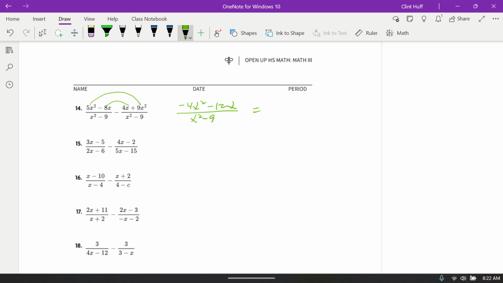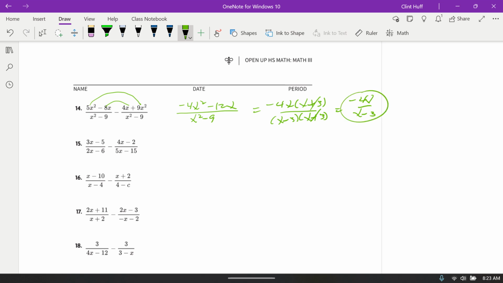I can factor the numerator as negative 4x times x plus 3, taking out the common factor of negative 4x. And the denominator is x minus 3 times x plus 3. Lo and behold, there we go. Those cancel out. So negative 4x over x minus 3.